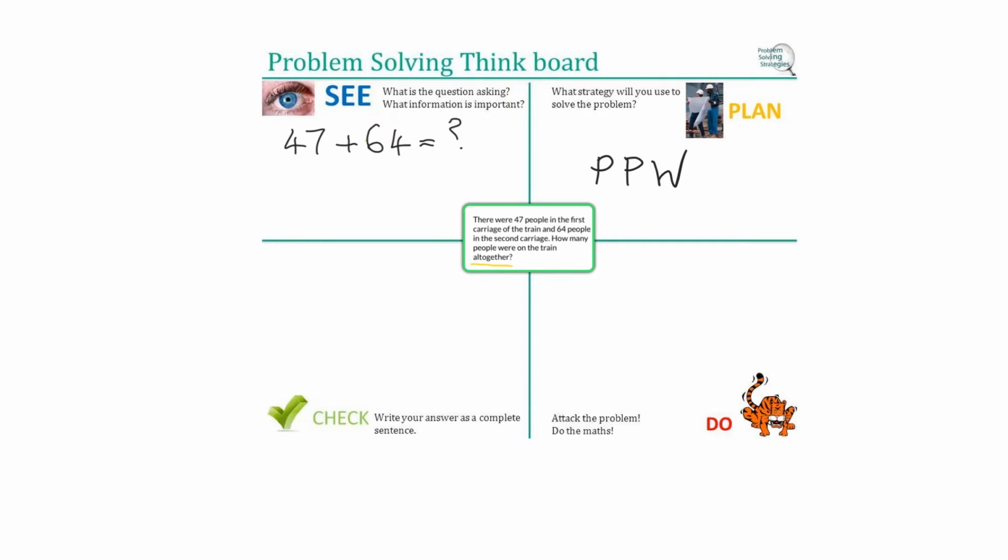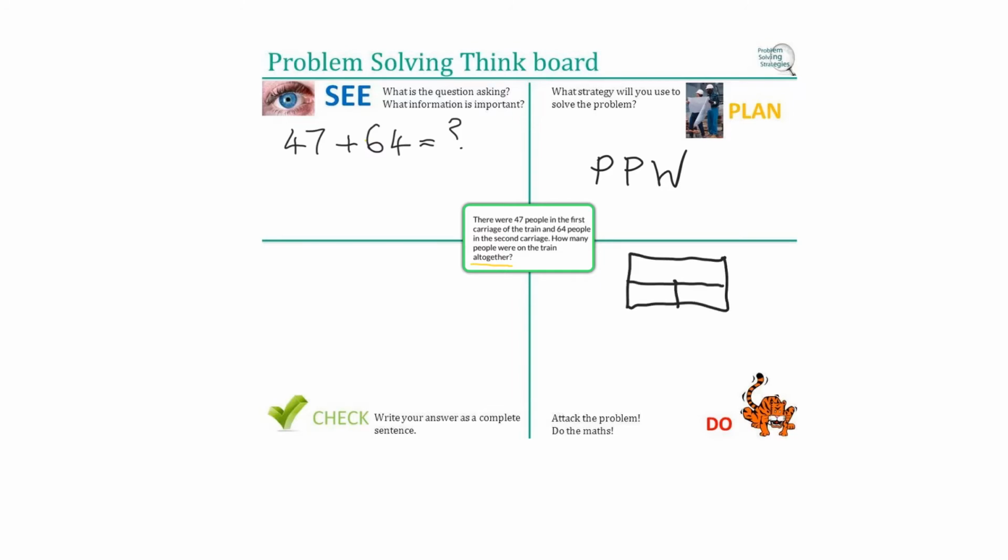Okay, so if I'm using the part-part-whole strategy, I need to understand the different parts of the part-part-whole table. So coming back to what the question is asking, I can see that I have the first part here, 47, plus the second part, which is 64, but I don't know what my whole number is going to be just yet. So I'm going to draw a part-part-whole table and see if I can fit these two numbers correctly within that table.